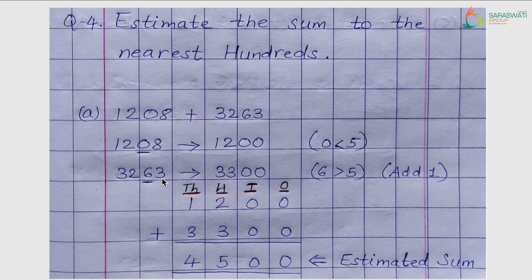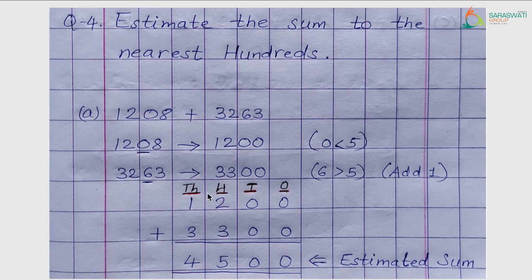And the second number is 3263. Over here in the tens place we have digit 6 and 6 is greater than 5. So we will add 1 to the digit at the hundreds place. The 2 at the hundreds place becomes 3, right? So in the rounded off number, 3 2 becomes 3 3, and the last two digits will be 0. So the rounded off number will be 3300, right?